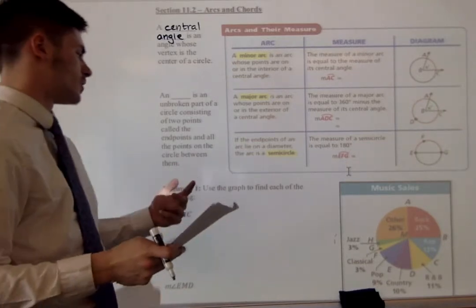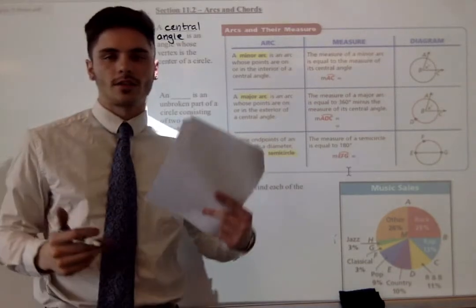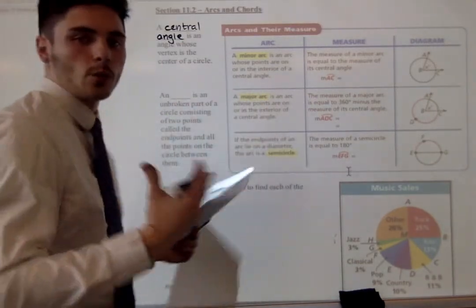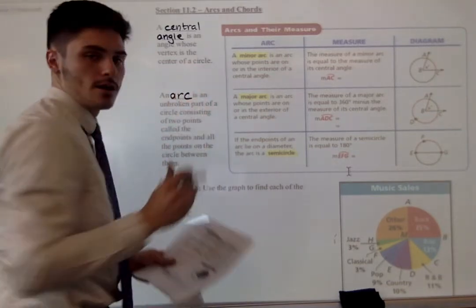And then down here, a blank is an unbroken part of the circle consisting of 2 points called the endpoints and the points on the circle between them. So you can think of this as like a piece of a circumference, and what we're going to call this is an arc. A-R-C, arc.